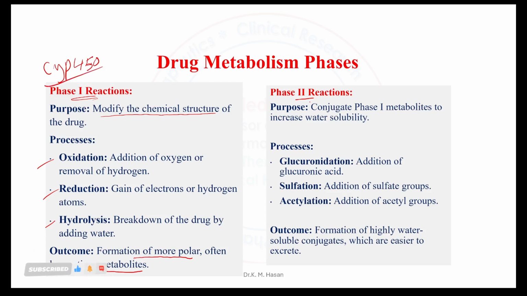Regarding phase 2 metabolism, the medication will be bound to another group to make it more water soluble. We have several processes such as glucuronidation, sulfation, acetylation. For example, by adding glucuronic acid, adding a sulfate group, or adding an acetyl group. The result is that the medication becomes highly water soluble and easier to eliminate through the kidneys.